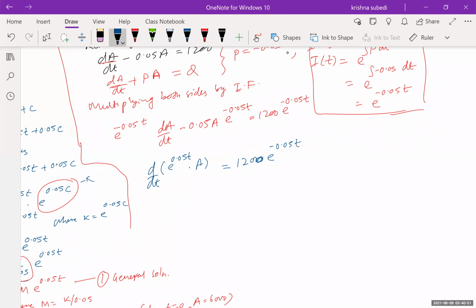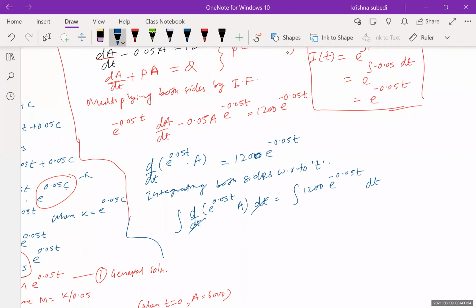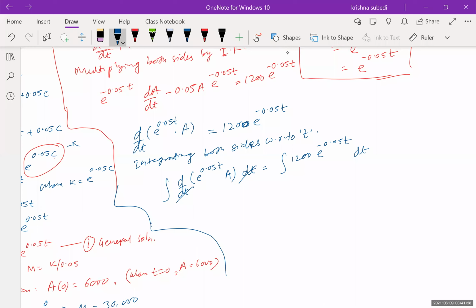Now all you need to do is integrate both sides with respect to t. So we're going to get d over dt of e to the negative 0.05t A dt equals the integral of 1200 e raised to power negative 0.05t dt. The derivative and integration cancel out, so you're left with e raised to power negative 0.05t A equals 1200 e raised to power, is that negative or positive?